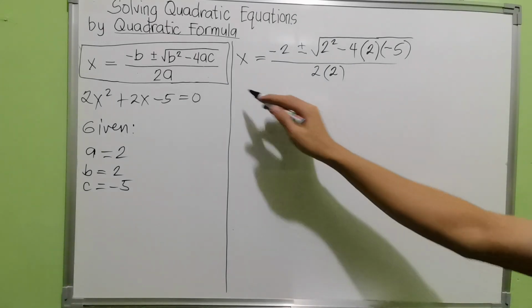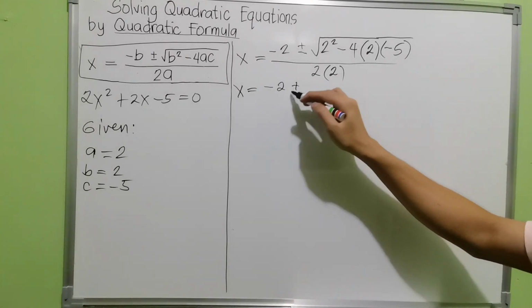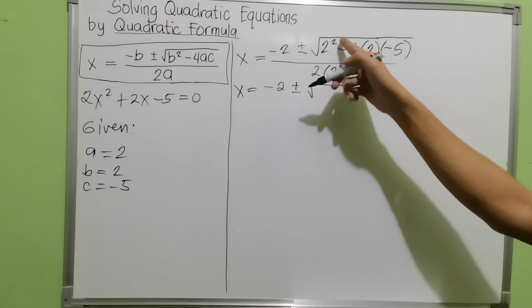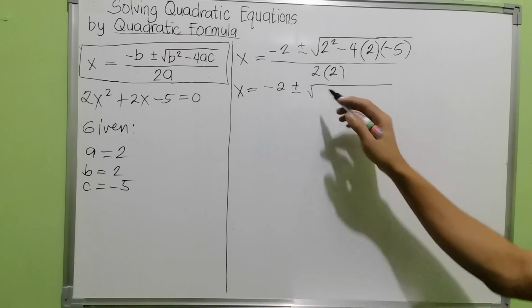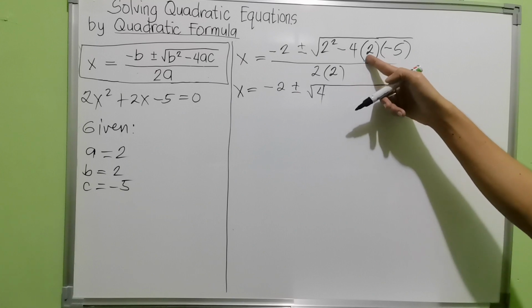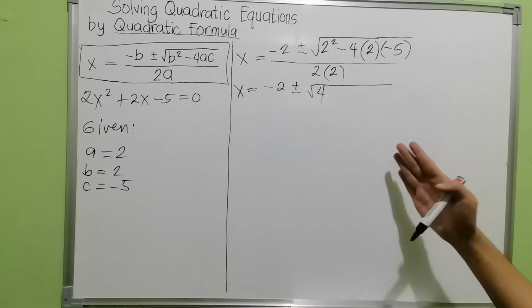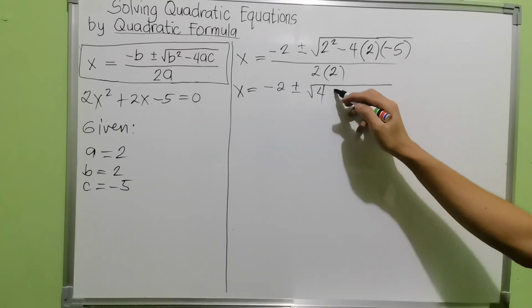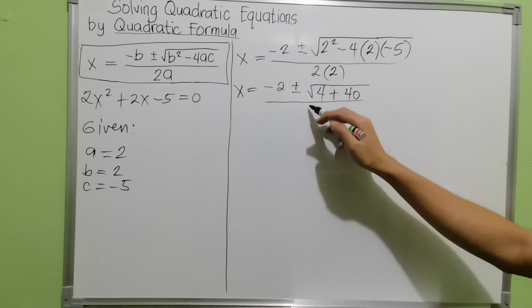Next, we simplify the radicand, or the numbers inside the radical sign. We copy negative 2 plus or minus. 2 squared means 2 times 2, which is 4. Negative 4 times 2 is negative 8, and negative 8 times negative 5 is positive 40, because a negative times a negative is positive. Divided by 2 times 2, which is 4.